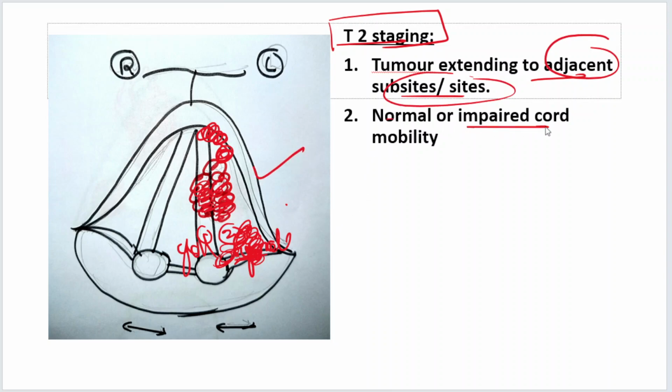But if there is impaired cord mobility, what did we say? Impaired cord mobility, it means that the vocal cord is not moving as normal. You can always compare it with, this is the left side, right?